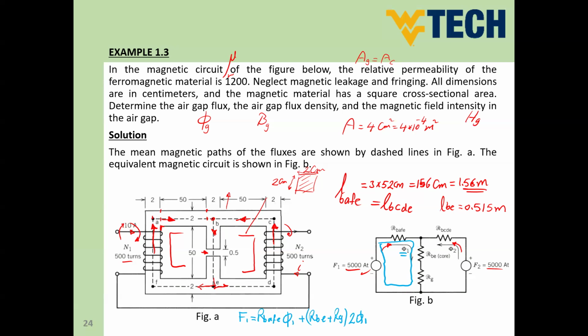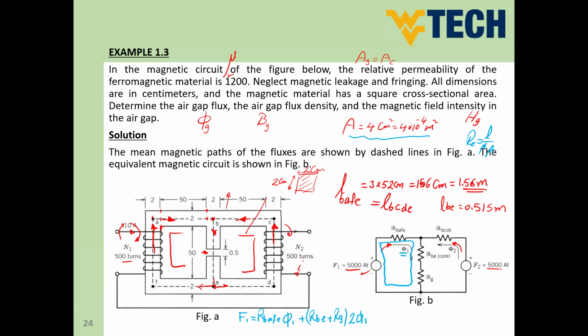Reluctances can be calculated. We have the dimensions now, the length of the magnetic path. We have the length of all reluctances. The cross-section area is already calculated here. So we can get the reluctance of every part. You know that reluctance equals L divided by mu A. Mu is given, area is calculated, length is calculated, so we can easily get every reluctance in our circuit. And F1 is given. The only unknown in this relation would be phi 1, which is the flux.